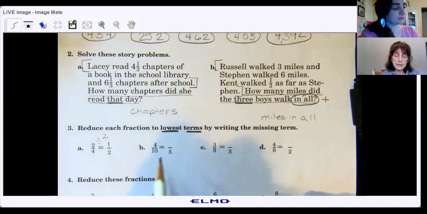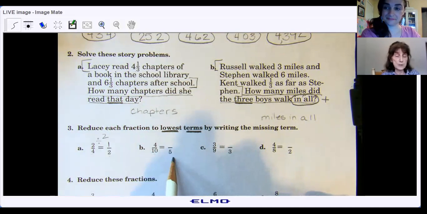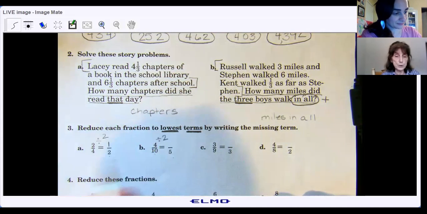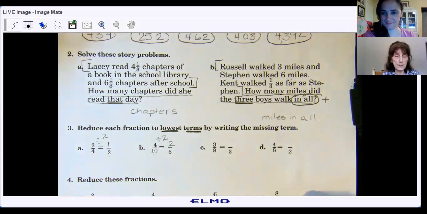All right, let's look at the next one. 4/10. What will divide into 4 and into 10 evenly? All right, or you can say, what did I divide 10 by to get 5? And the answer is 2. So 4 divided by 2 is 2, and 10 divided by 2 is 5. So they give you part of the answer. They give you the denominator, and they're looking for the numerator. All right, and that's how we do it.